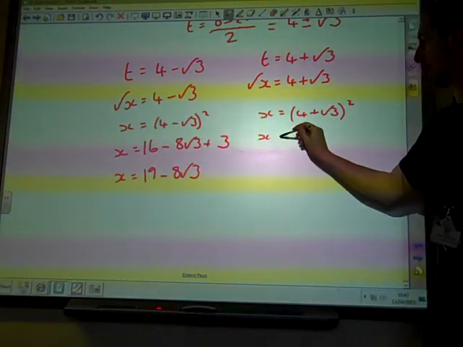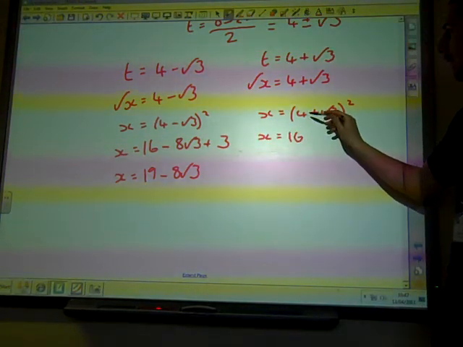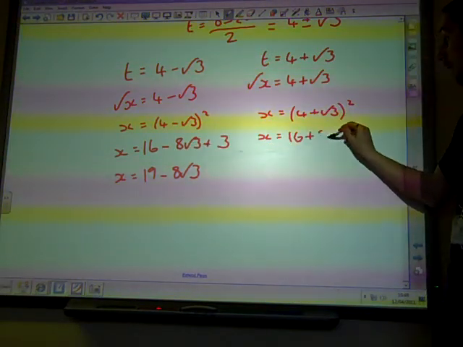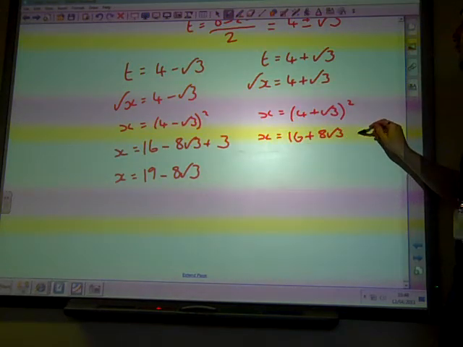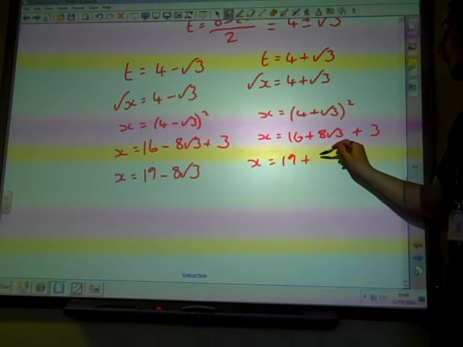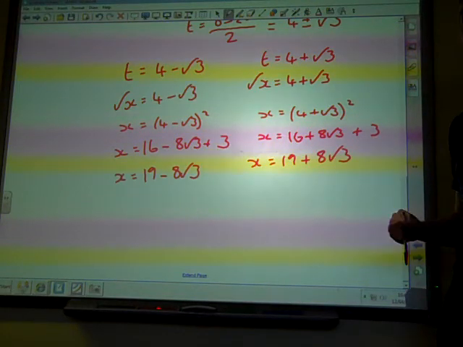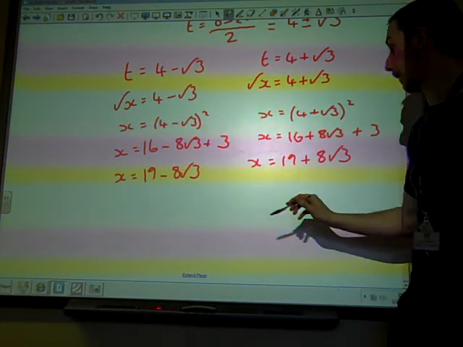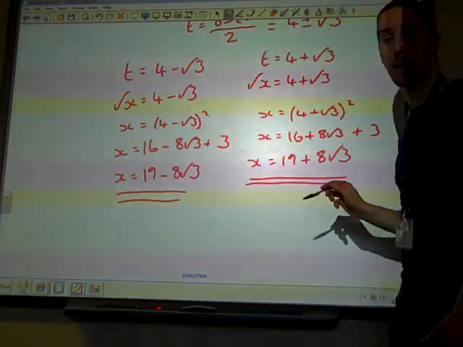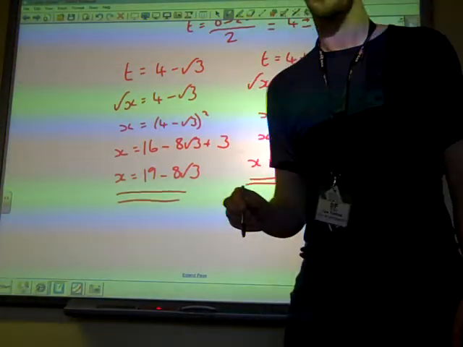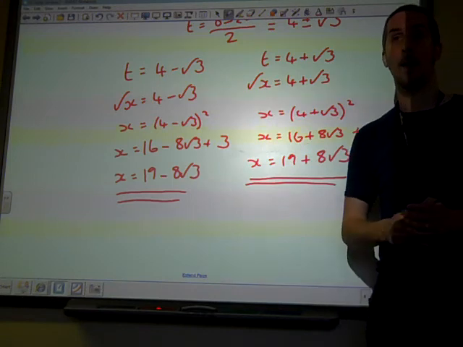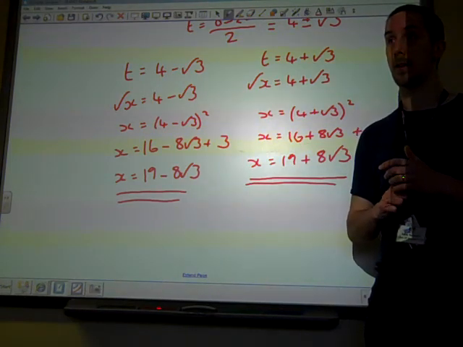Over here, being just as careful, we've got 16. Now this time, the only difference is this minus sign will be a plus, so we've got plus 8 root 3 plus 3. So here we've got 19 plus 8 root 3, and that's quite nice, because that would be 7 marks, was that? Okay, remember this paper's out of 72, so for what we just did there, you're talking roughly 10%.